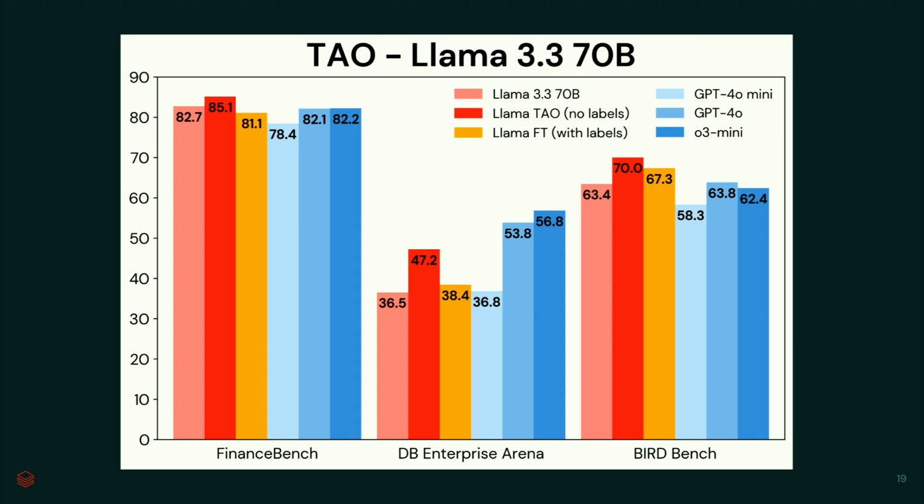On Finance Bench, we can see that with TAO, Llama 3.3 70B improves over the base LLM and improves beyond the GPT series of models. Similarly, in the DB Enterprise Arena, with TAO, we're able to dramatically improve the performance of Llama 3.3 70B to near that of the strong GPT models. And lastly, on BirdBench, where in the previous slide we did see that we are able to improve Llama 3.3 70B on text to SQL, we're actually able to further improve this with TAO.